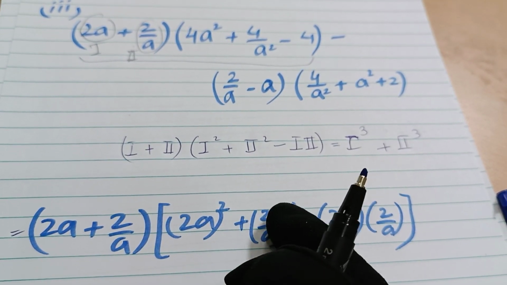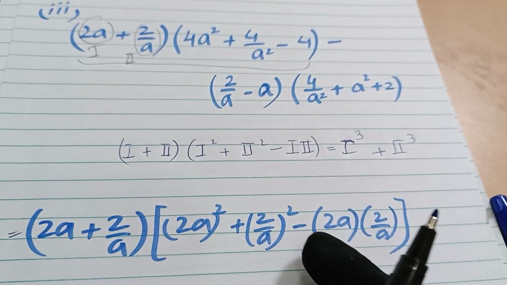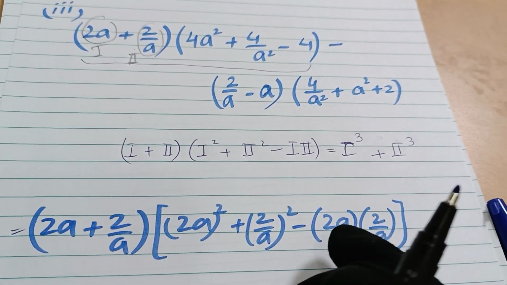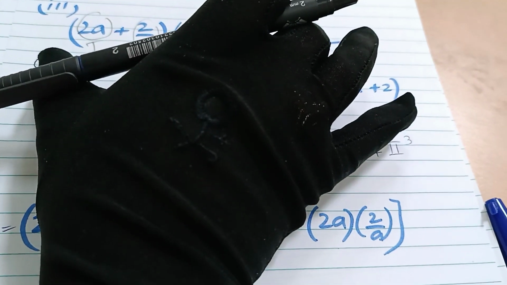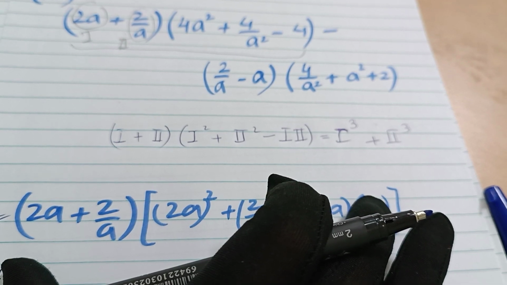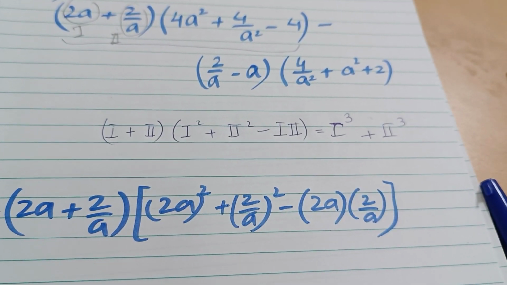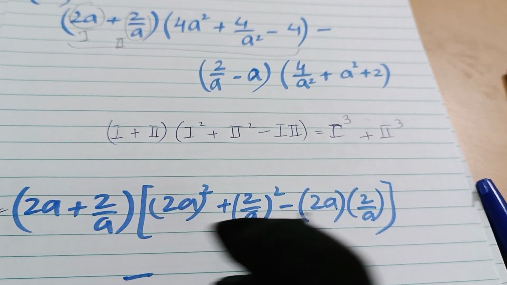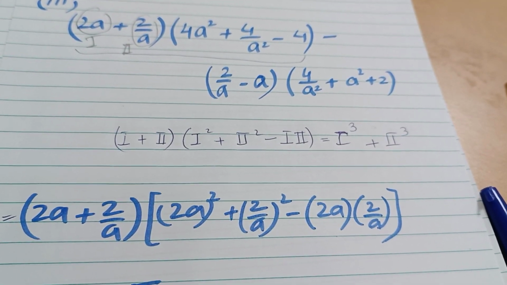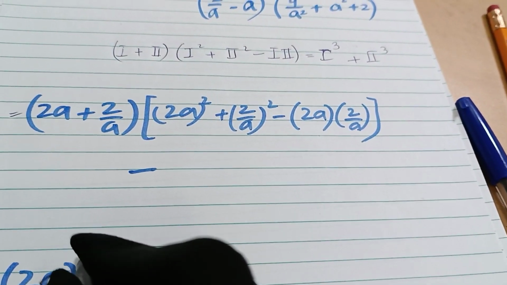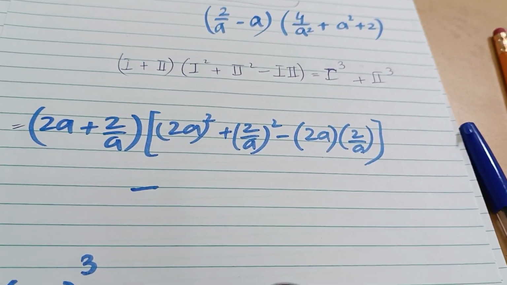Open the square, it will give 4 over a square. That is same. Minus 2 2s are 4. A and a will be cancelled to each other. So answer will be 4. It means it is satisfying this expression. So this will be closed as, I'm just keeping the space for minus onward, and first I will close this identity as first term cube and plus second term cube.